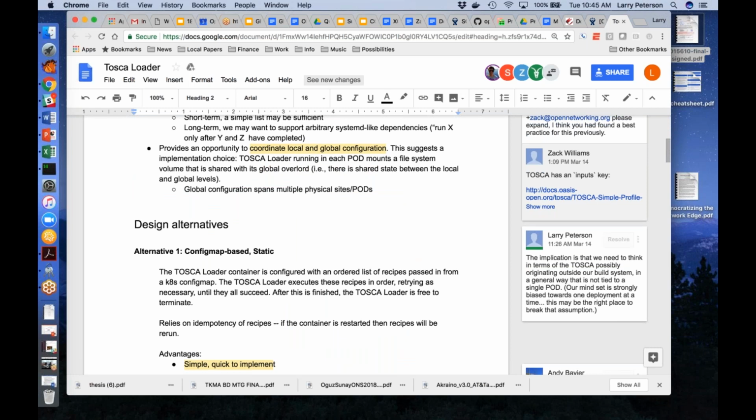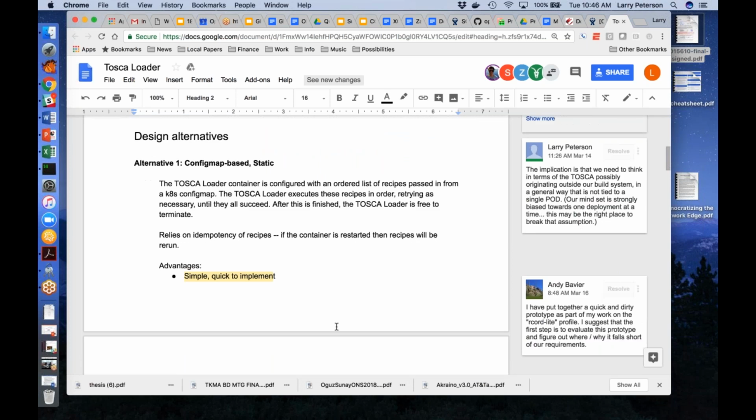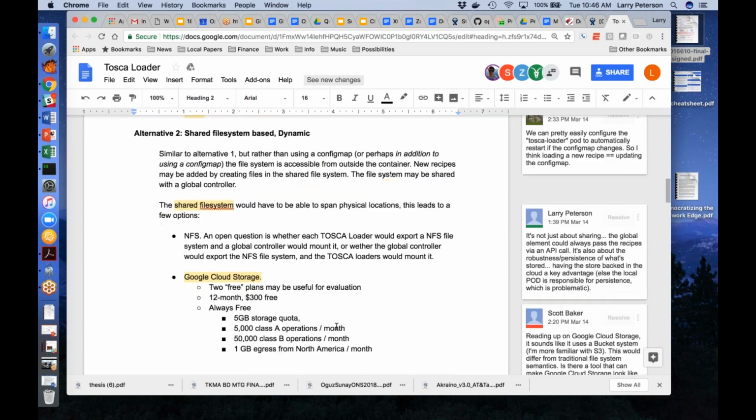Yeah, so sort of the idea was to take that to a next step, because that's very static. The container comes up with just one set of recipes. We want to be able to add new recipes at runtime dynamically. So I think that's where we wanted this next step to go.